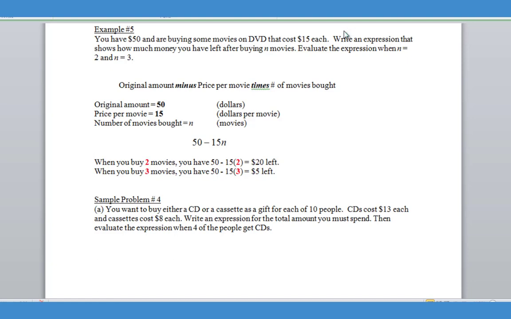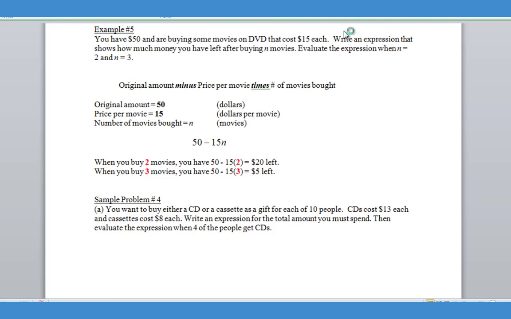To finish Lesson 2, we're going to look at an application problem, or as some of you may know it, a word problem that basically takes a real-world scenario and applies the principles that we've been working on in the lesson. So in this particular case, in example 5, what we're looking at is buying some movies on DVD and writing an expression that lets you know how much money you have after you finish buying your movies. So if we start with $50 and they cost $15 apiece, we need to write an expression that would let me know what amount of money I would finish with, depending on how many movies I buy.